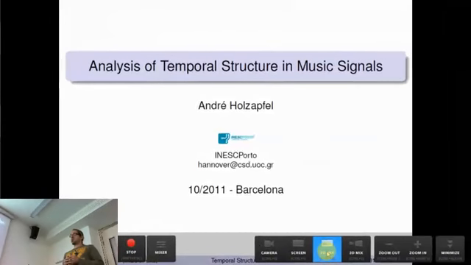The first part is some kind of extended business card. I will tell what I did in my PhD and in my postdocs before, or what I do right now. And I want to give an overview of what I think might be the related things which might base on my work until now and which might contribute to Compmusic.